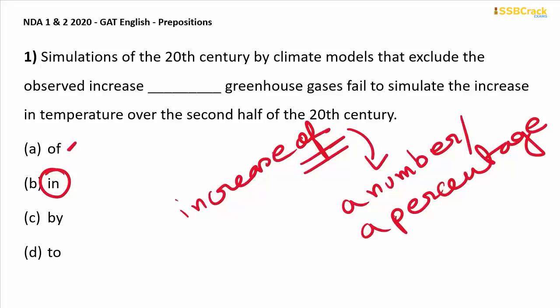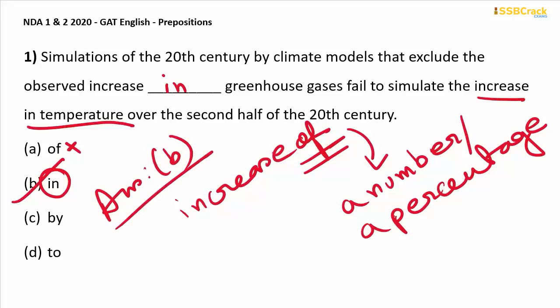If you read this sentence, it has already been pointed out in the last part of the sentence, increase in temperature. Similarly, therefore, it should be increase in greenhouse gases and not increase of. So here option B will be your answer. Now we'll move on to the next question.